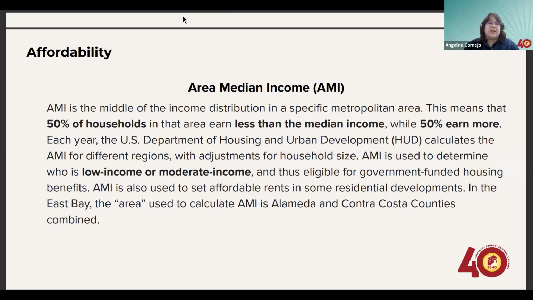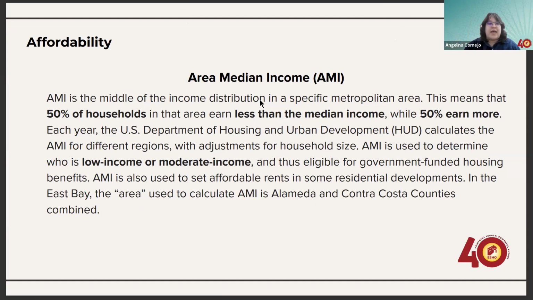Who calculates this is HUD, and they calculate it for different regions. For our region specifically, it's not just Oakland. A lot of times we hear that Oakland's median income, or the median income from the city of Oakland, is not the same as another city. That is because HUD uses the region. For us, it's lumped between Alameda and Contra Costa counties, and the median is taken from all of that area. AMI is used to determine who is eligible for government-funded housing and other types of affordable housing.